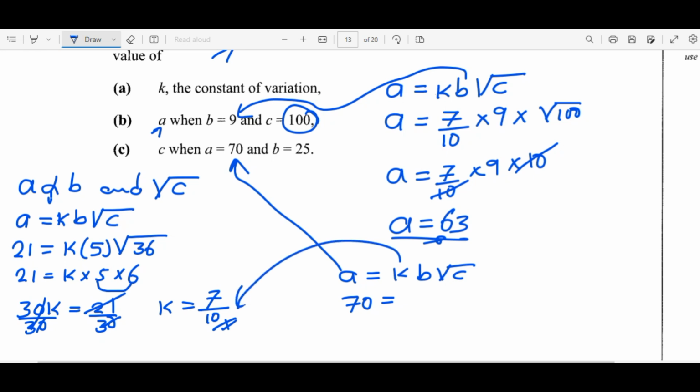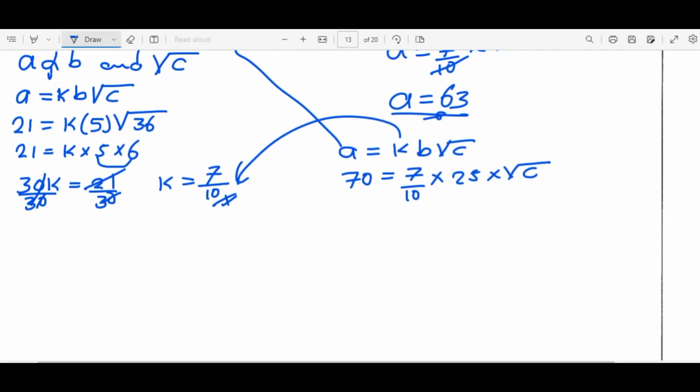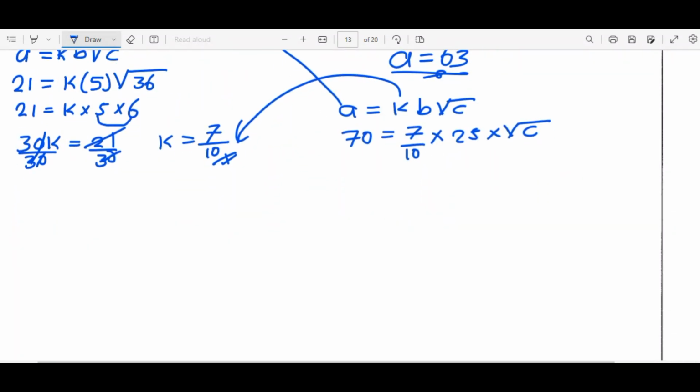K is this one, 7 over 10 times Z. What's our B? 25. Then I would ask, we want to find the square root C. Now let's look at this one. So we just want the value, so we just want one number. So I'm going to cross multiply.